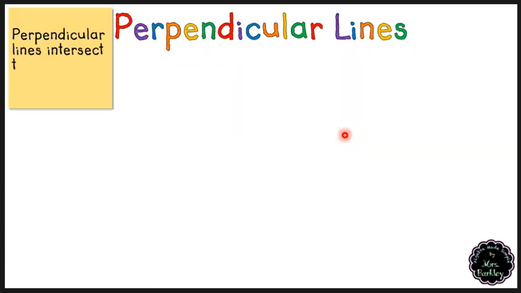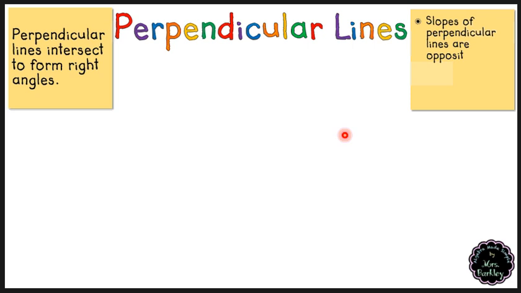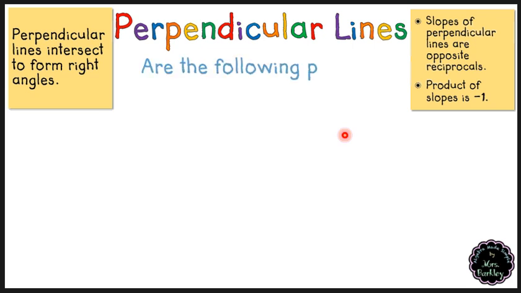So perpendicular lines intersect to form right angles. The slopes of perpendicular lines are opposite reciprocals. And one other way to check if your lines are perpendicular is that if you find the product of the slopes of the two equations, that product is -1. So we're going to go through and determine if the following pairs of lines are perpendicular.